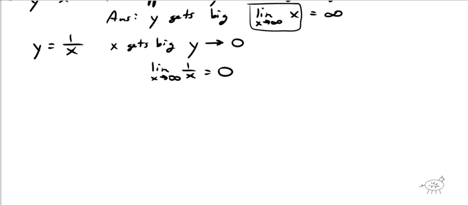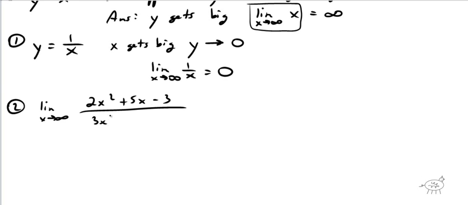So let's take a look at another one here, math fans. We're going to label this 1, and then our second one: the limit as x approaches infinity of 2x squared plus 5x minus 3 over 3x squared minus 2x plus 8. I want you to think, as x gets really, really big, this doesn't really matter, does it? When x is a billion, if you subtract 3 or add 8, it doesn't do anything to the problem.